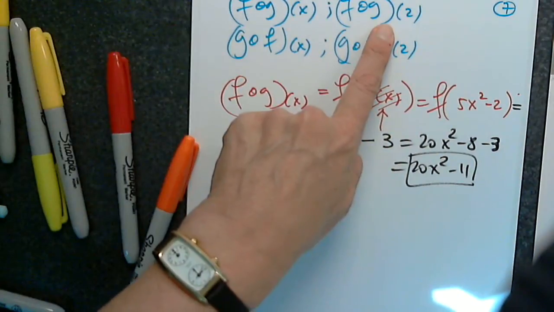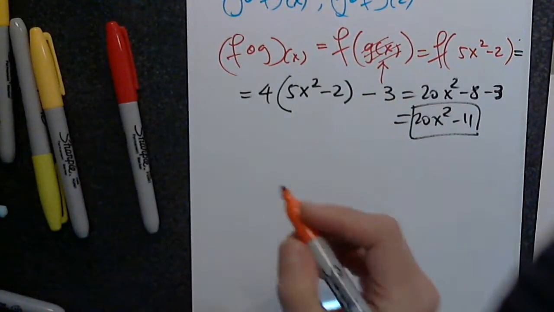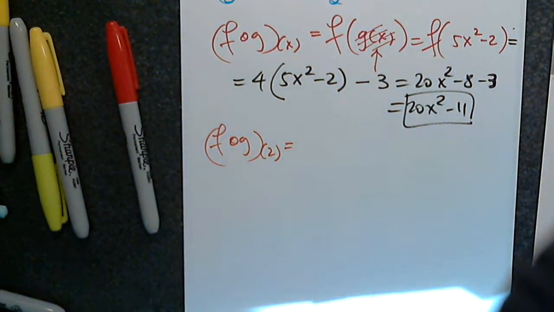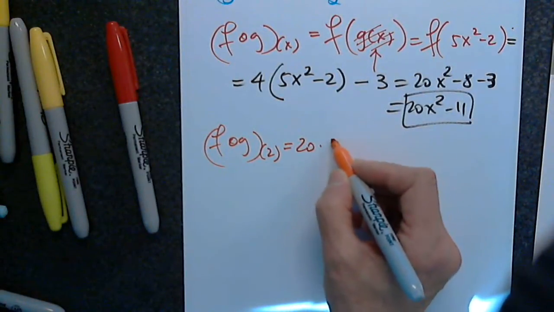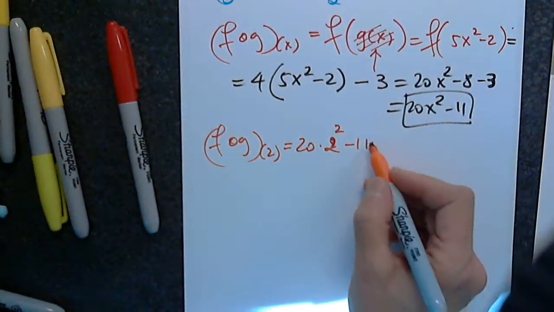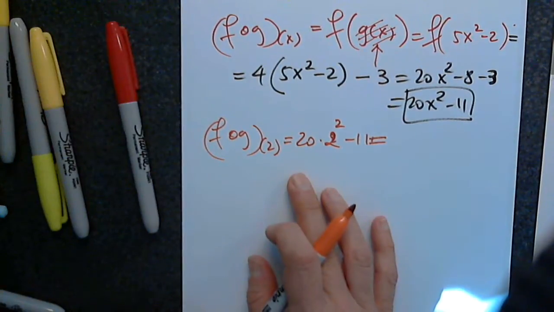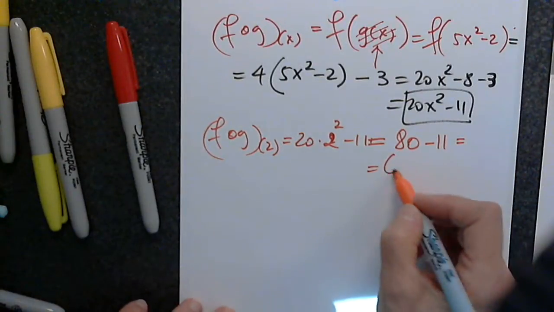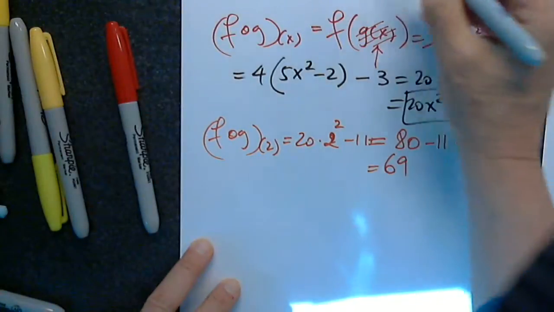How will I determine f comp g of 2? Exactly, in the function that we just determined. So this will be f comp g of 2. Can anyone dictate what to write first? Very good. 20 times 2 squared minus 11. So 2 squared first is 4. 4 times 20 is 80. 80 minus 11. Is it 69? And it's done. Let's look at the other one. So this was determined, this was determined.